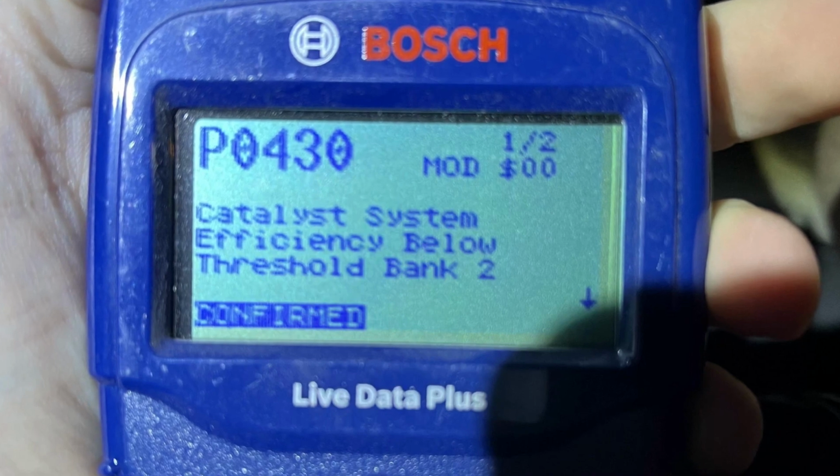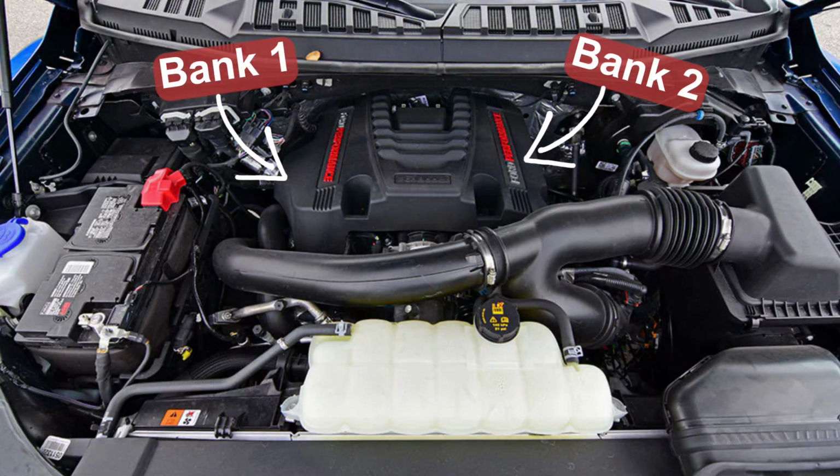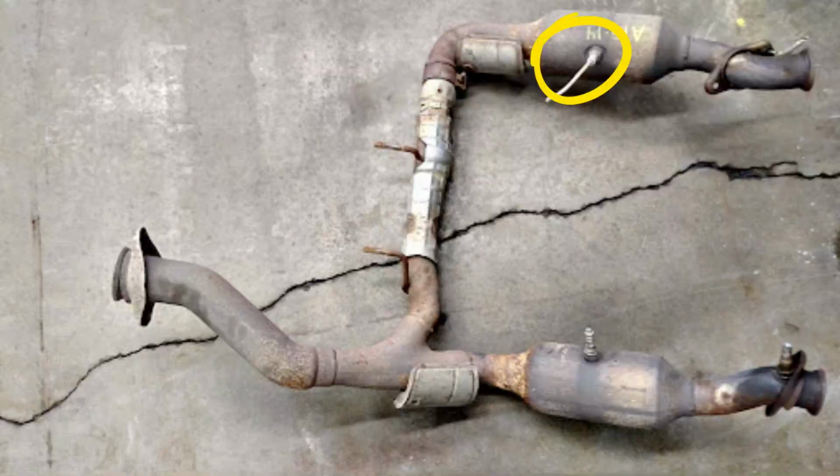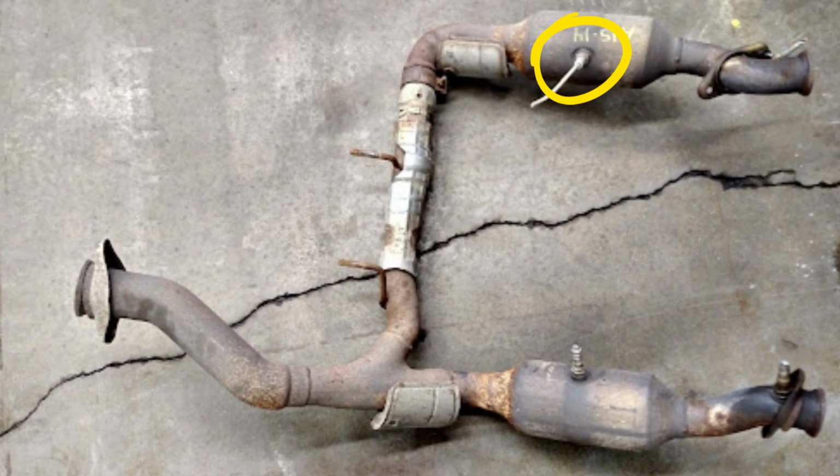The P0430 code in your F150 means that the catalytic converter in bank 2 is not working properly. Bank 2 means the driver's side, since in the V6 EcoBoost engines in the F150 the cylinders 4, 5 and 6 are located on the driver's side. The code basically means that the downstream O2 sensor, so this is the sensor that's located right after the catalytic converter on the driver's side, has registered low efficiency of the converter.